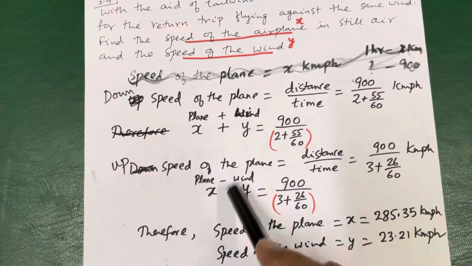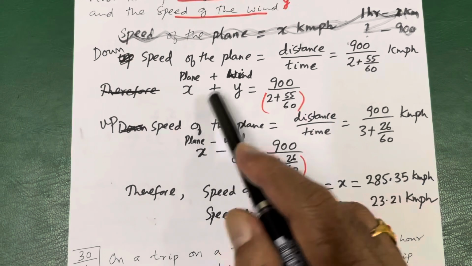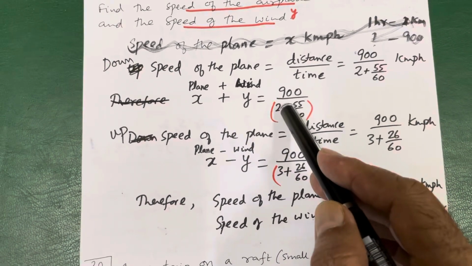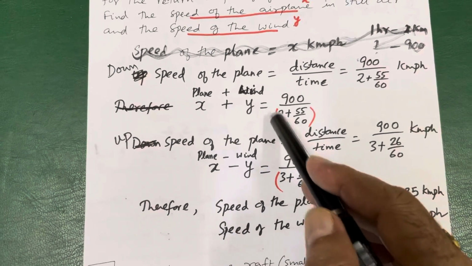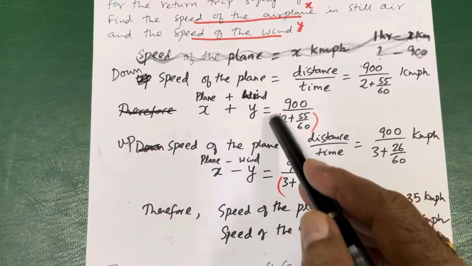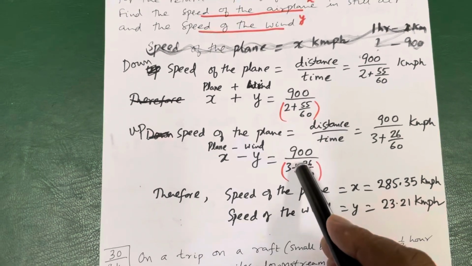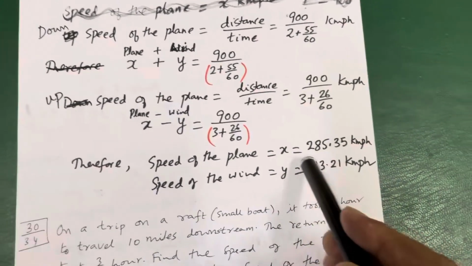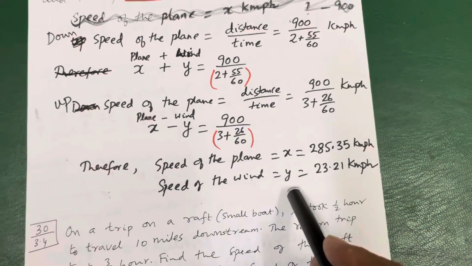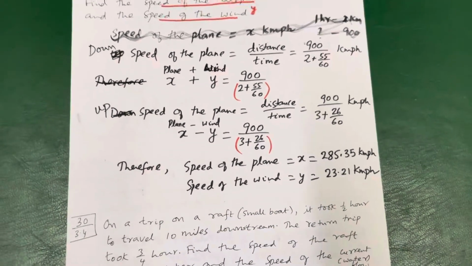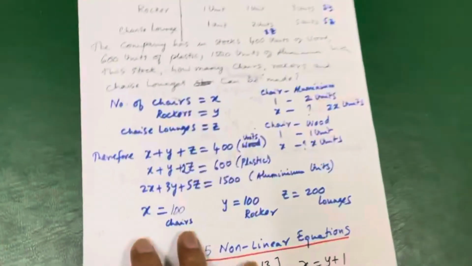Use calculator mode 5 1. So this number you type very carefully, because I put the bracket in the calculator. Without the bracket it will take only 2, it will not take this. So be careful while typing in the calculator. You get the speed of the plane will be this, and the speed of the wind will be this. Let's go to another problem.